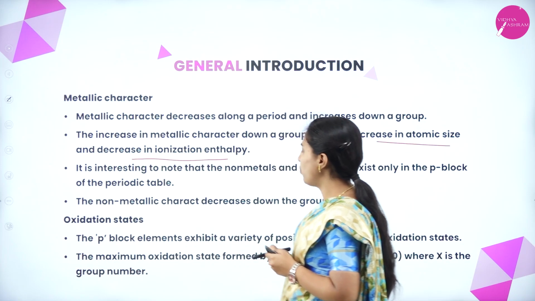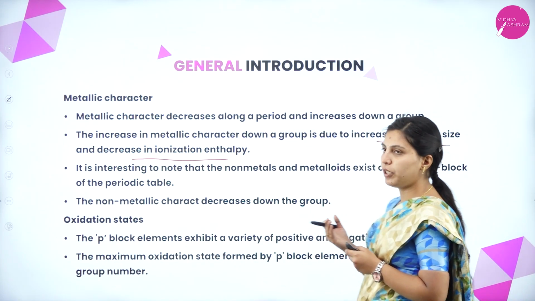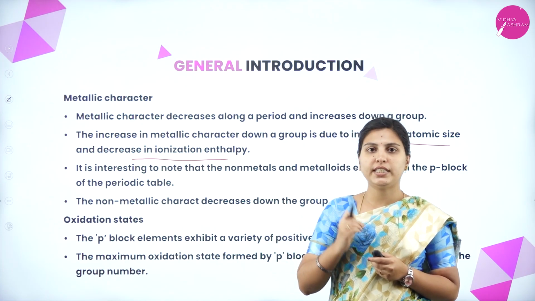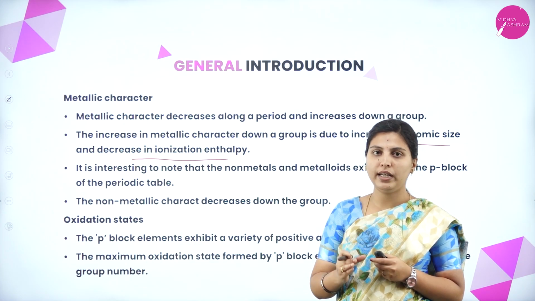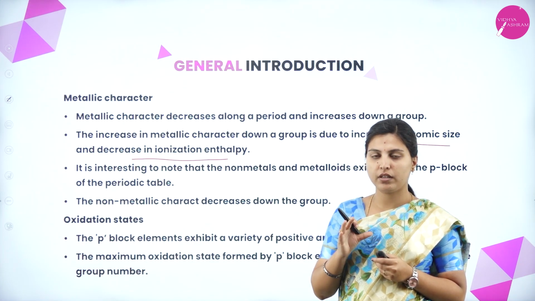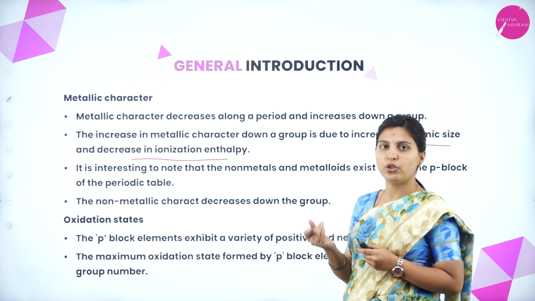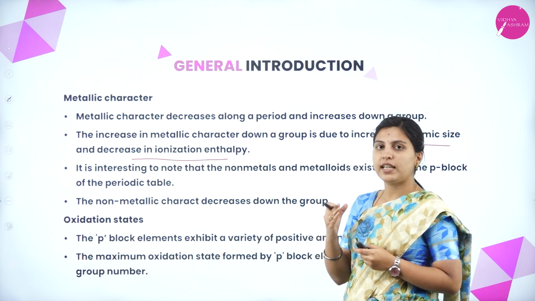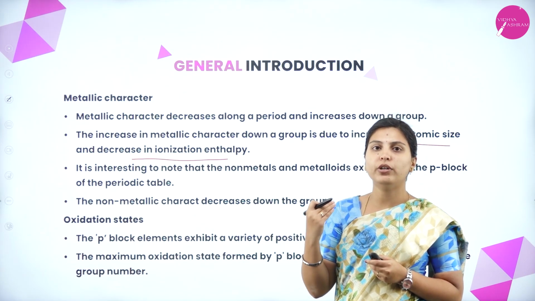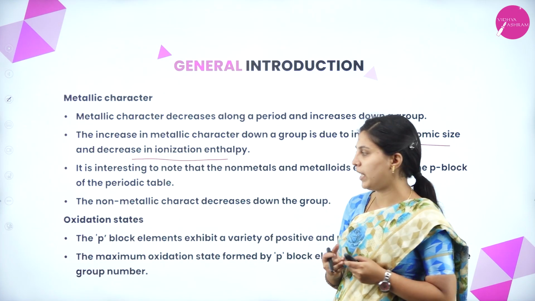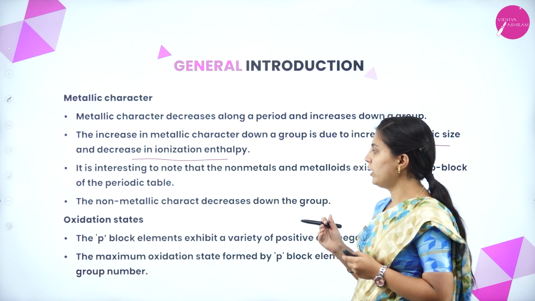It is interesting to note that non-metals and metalloids exist only in the p block of the periodic table. It is a very interesting topic that metals, metalloids and non-metals are all present only in the p block elements. Metals you know, non-metals also you know. Metalloids are the elements which exhibit the characteristics of both metallic nature and non-metallic nature. The non-metallic character decreases down the group.